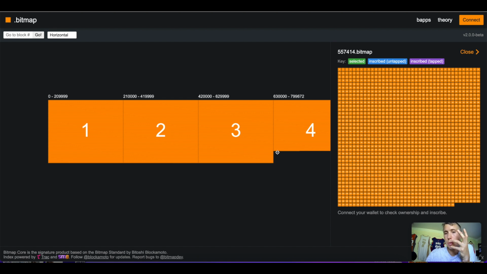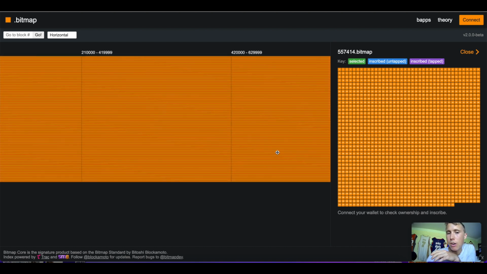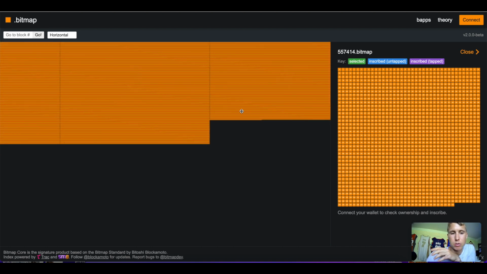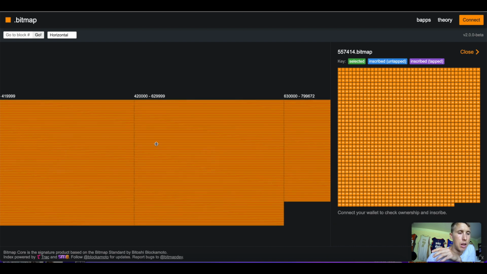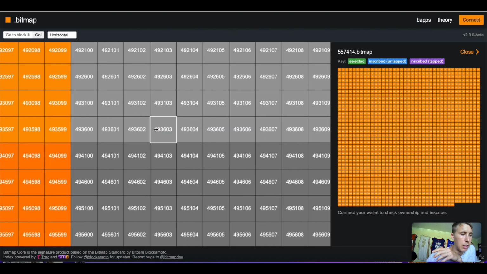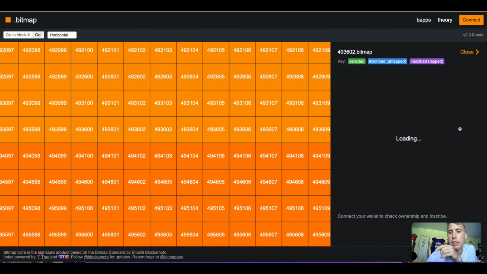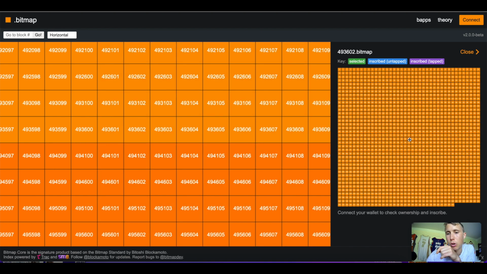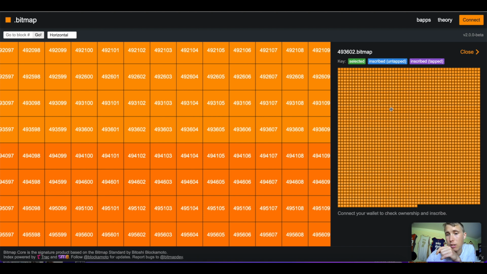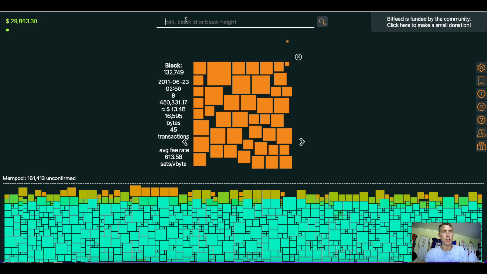This has to do with inscribing different parcels. The Bitmap block, the actual block that you have, is considered the district. But you can now inscribe these separate parcels. So I'm going to select a random block. We'll select one right here, 493602, and it's going to show up over here. You can see there are a bunch of transactions on this block, and I'll copy this to show you guys on Bitfeed. Bitfeed will show you exactly what the block looks like.